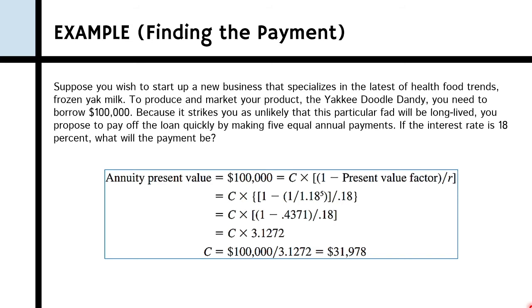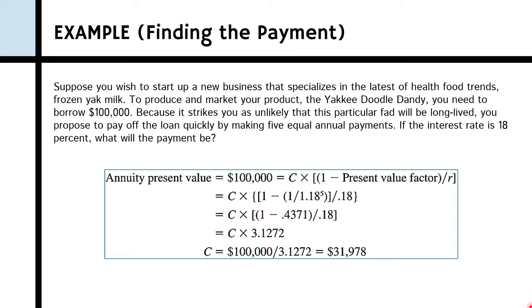So, annuity present value, $100,000, equals C times the quantity of 1 minus PV factor all over R. Substitute lang natin yung values to get the PV factor, and makukuha na natin na PV factor ay 0.4371. And to continue, C times quantity of 1 minus 0.4371 all over 0.18. At makukumpute natin ang annuity PV factor na 3.1272. Then, transpose lang natin yung C to the left side at yung $100,000 to the right side.